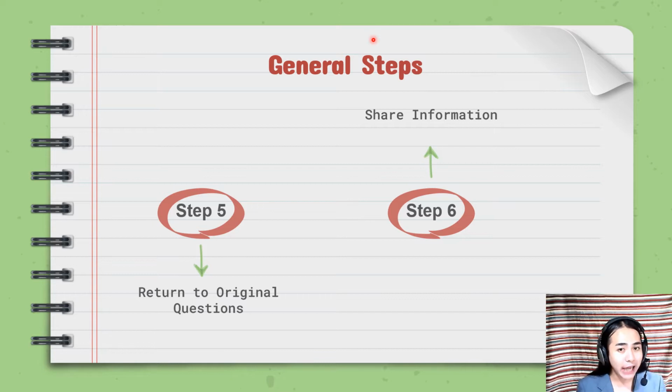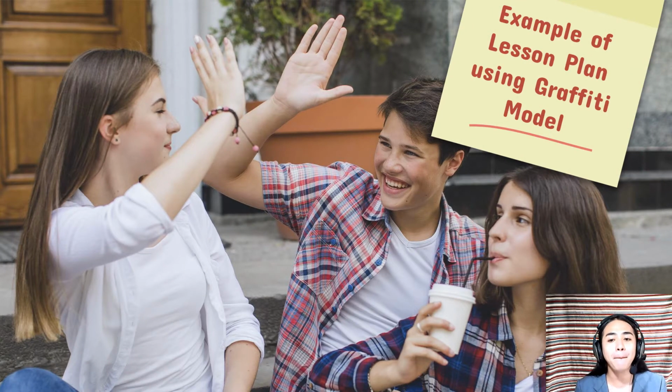So groups then share materials with the whole class, noting the new information learned through a sharing session. So those are the 6 general steps in using the graffiti model strategy. Now let's take a look at an example of a lesson plan using a graffiti model. I use my own example here. So basically this is Araling Panlipunan. So let's take a look at my example lesson plan using the graffiti model.